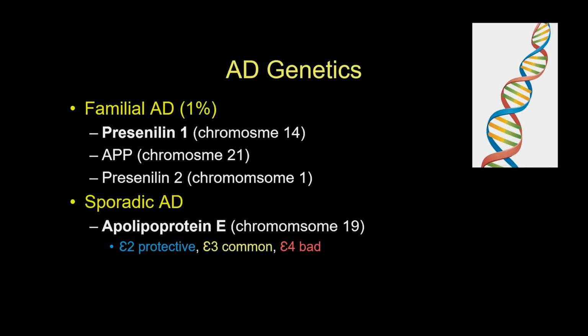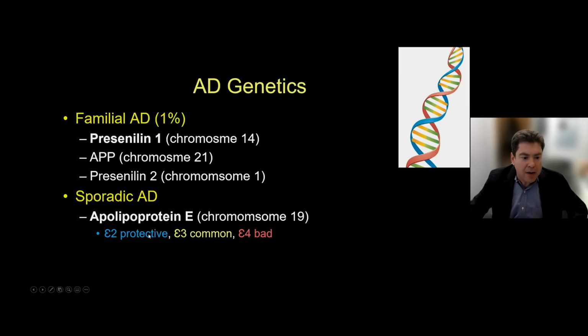Now, the major risk factor for developing so-called sporadic Alzheimer's disease, which means that individuals develop it without a very strong family history, is a gene called apolipoprotein E, or ApoE. ApoE is a gene that is involved with lipid or cholesterol metabolism and transport. It's located on chromosome 9. We each have 2 copies, one from our mother, one from our father. And there are 3 different types of ApoE, or 3 different genotypes in the population.